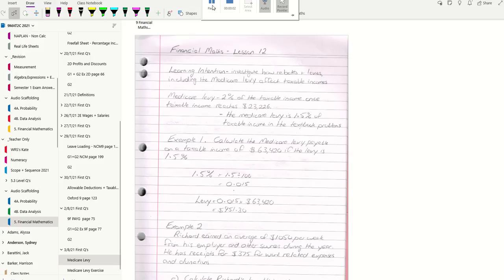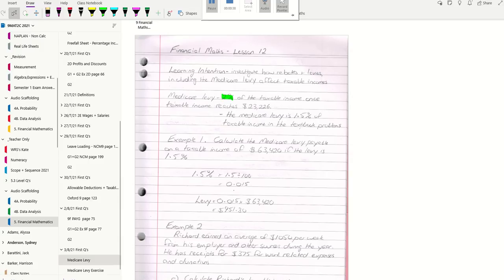Today we're going to have a look at the Medicare levy. Our learning intention from the syllabus is to investigate how rebates and levies, including the Medicare levy, affect taxable incomes. The Medicare levy currently is 2% of your taxable income once your taxable income reaches $23,226. In your textbook, it's a bit old, so in the textbook and in your assignment, the Medicare levy is 1.5% of taxable income, but at the current moment, it's actually 2%.